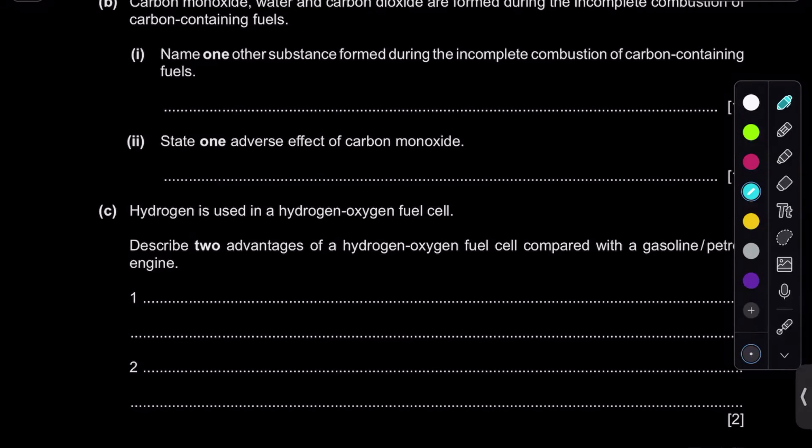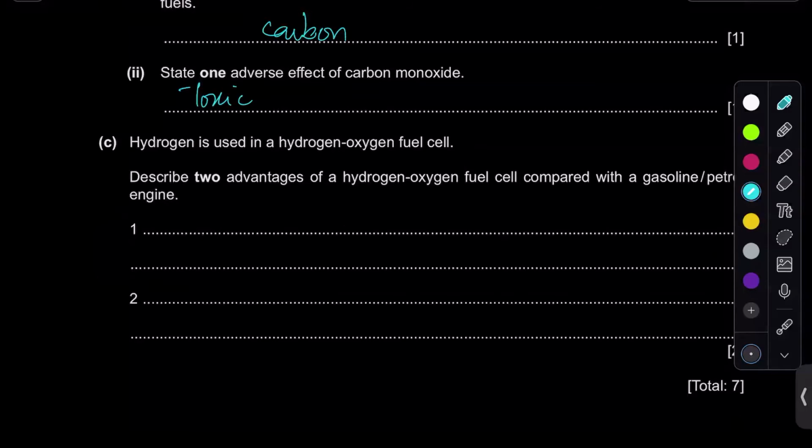Carbon monoxide, water, and carbon dioxide are formed during the incomplete combustion. ठीक है. Name one other substance formed during the incomplete combustion. Carbon itself. ठीक है. Carbon. Soot particles जो होते हैं वो होते हैं. Name बोला उसने, तो we don't need to write the formula. State one adverse effect of carbon monoxide. It's toxic. ठीक है. And we have talked about this in detail in the pollutant section. So you can look at that recording if you don't remember that.